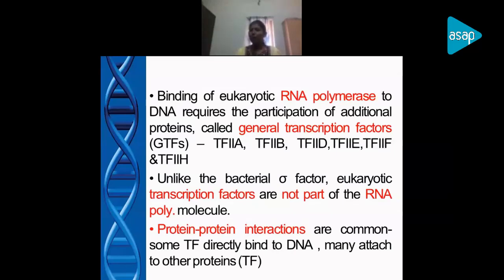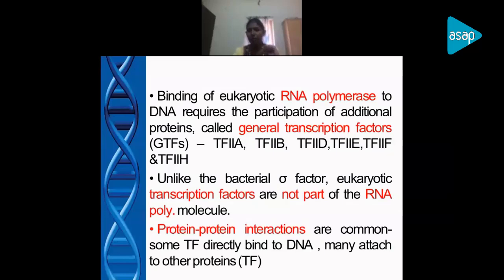So, unlike the bacterial sigma factor, eukaryotic transcription factors are not a part of the RNA polymerase. They are different, associated or assisting protein factors that help the RNA polymerase in the synthesis of RNA. When these transcription factors bind to the DNA, they also bind each other, forming protein-protein interactions, and they also bind to the DNA by DNA-protein interactions.